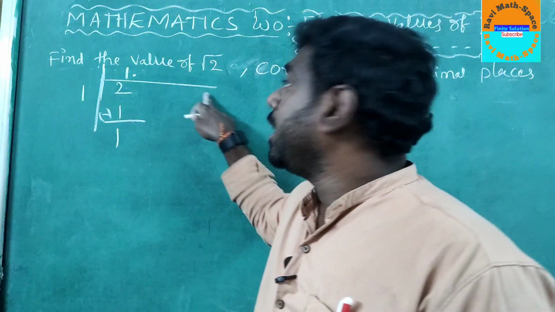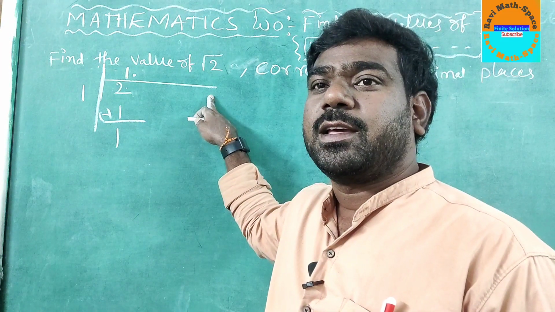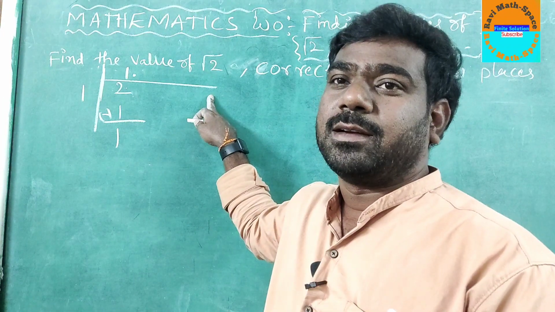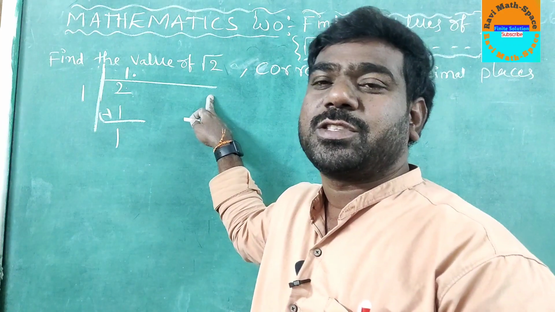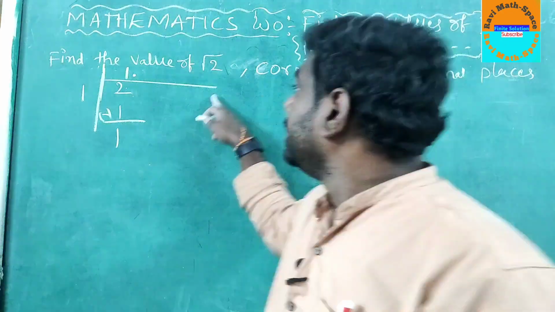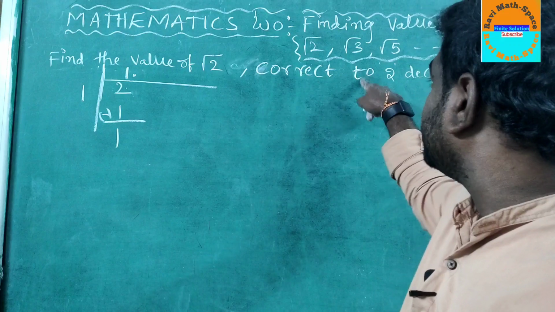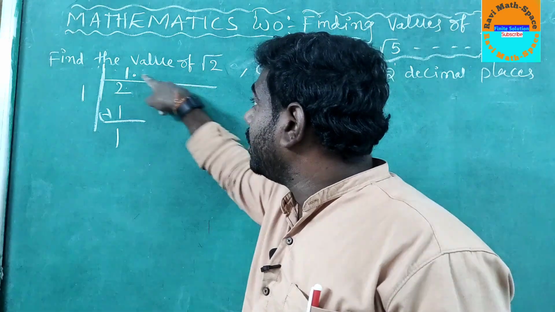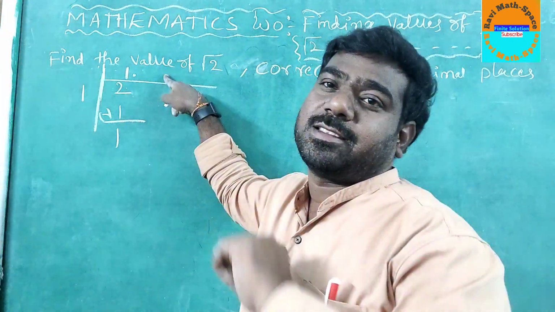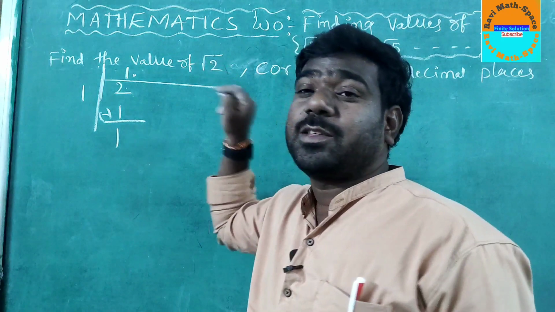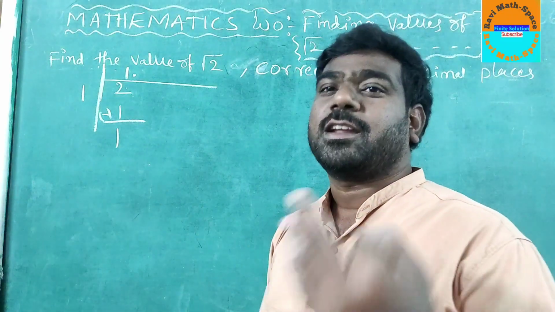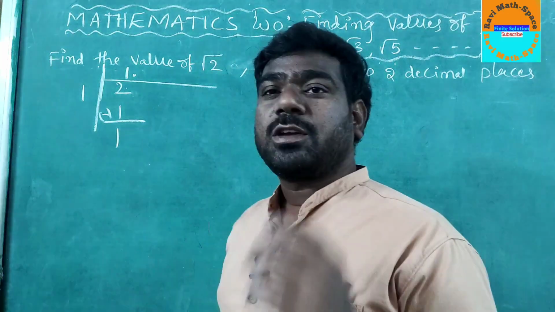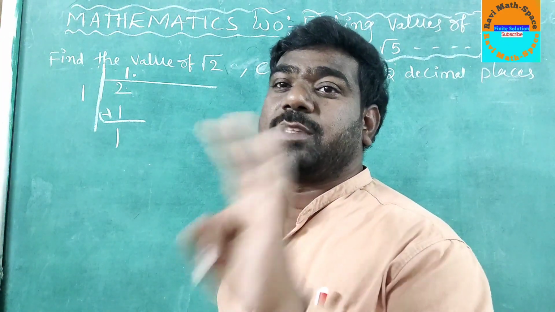How many zeros are required here? Here we have 3 pairs of zeros required. Why, sir, only 3 pairs of zeros? Because we are going to give the answer correct to 2 decimal places. Meaning, here we are going to find the answer to 3 decimal places. Then only we can correct to 2 decimal places. That's why we keep 3 pairs of zeros.